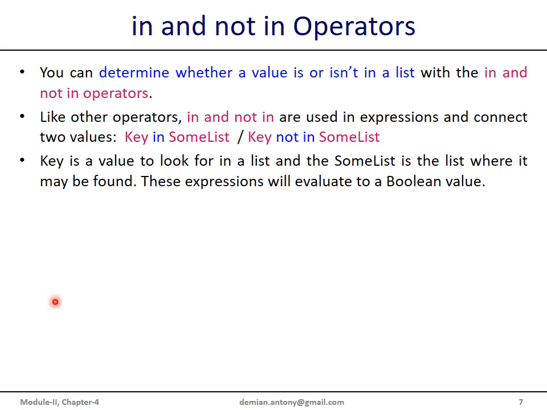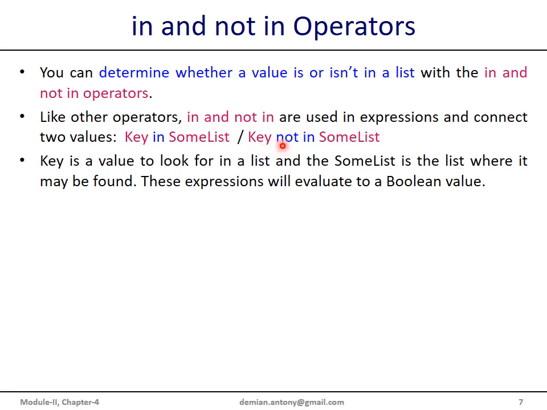Membership operators. In Python, we have 2 membership operators, namely the in and not in operators. These 2 operators determine whether a given value is present in a list or not. In case of the in operator, if the value, that is the key, is found in the list, then it returns a Boolean value true, false otherwise.